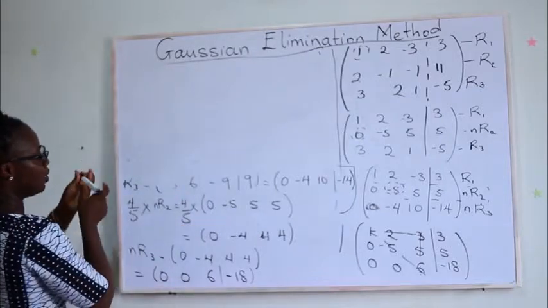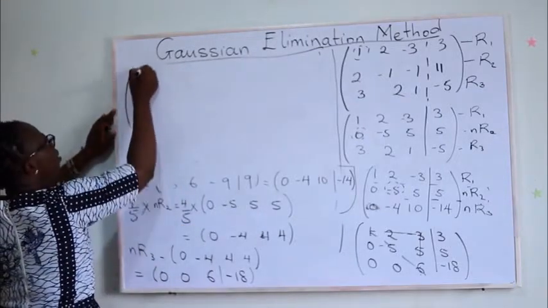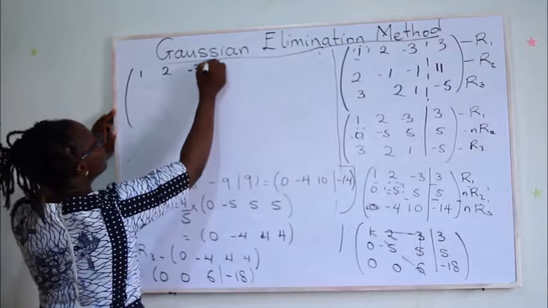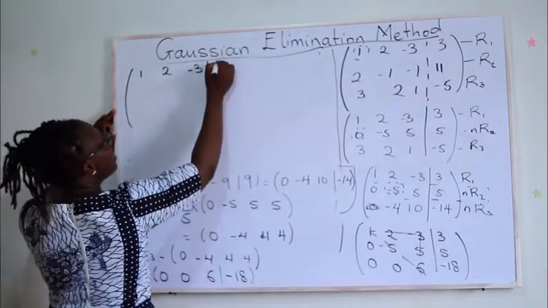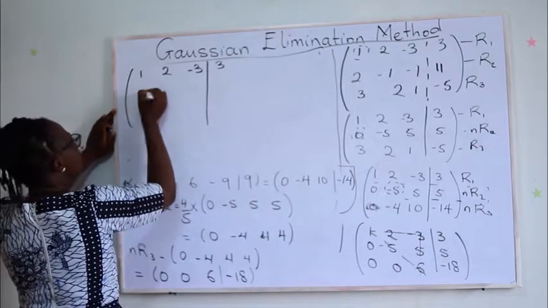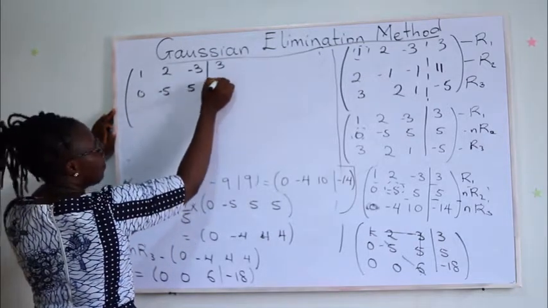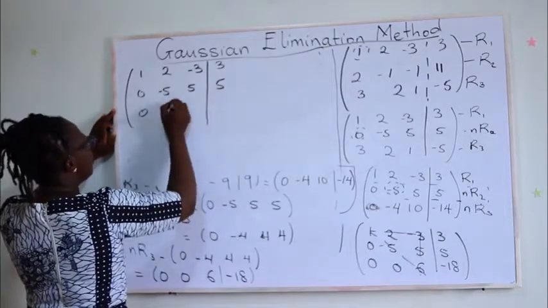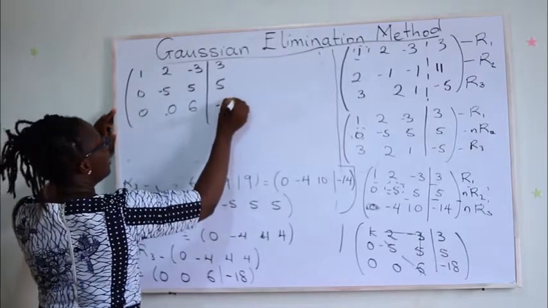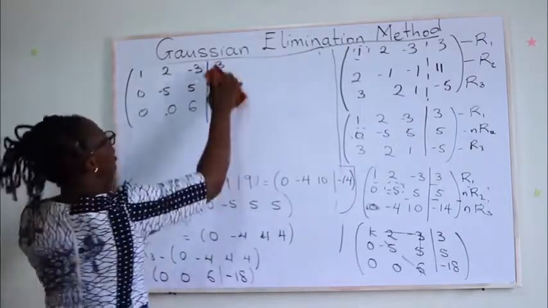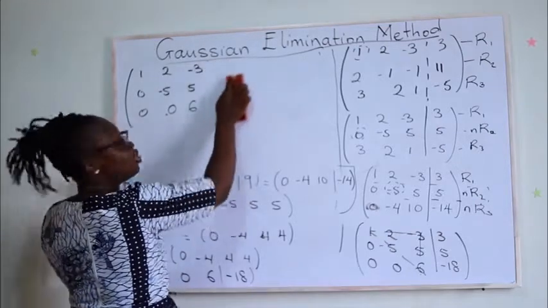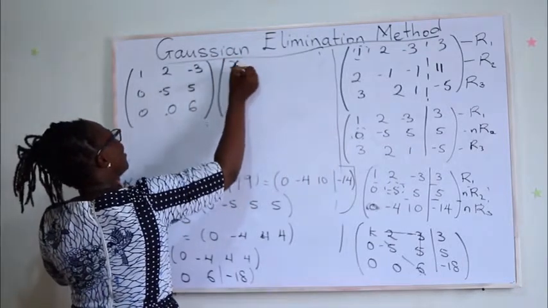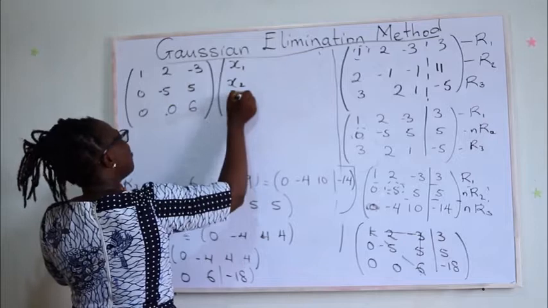So what do I have? If I detach, you realize that I have 1, 2, 3, minus 3. Don't forget. I seem to be forgetting 3. Then I have 0, minus 5, 5 and 5. Then I have 0, 0, 6, then minus 18. Okay. So then let me write the initial thing. So I have x1, x2, and x3. Very good.